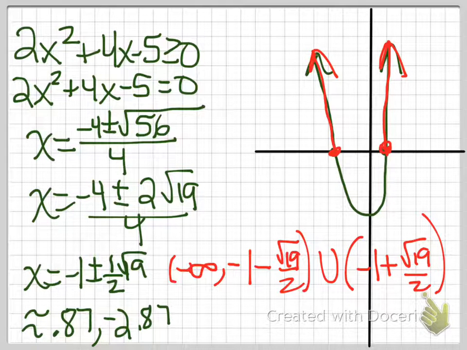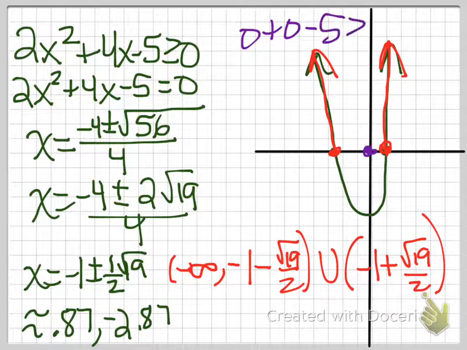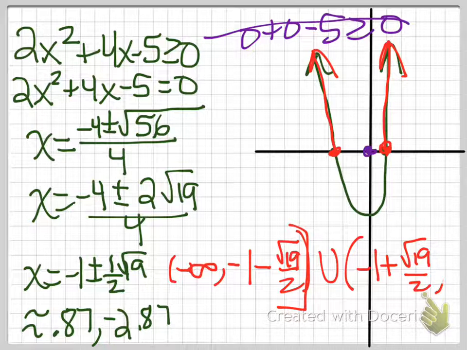But I could also do test points to make sure I'm right. Let's try testing the 0, 0 point. If I test at 0, I get 0 plus 0 minus 5 is greater than or equal to 0. Well, negative 5 is not greater than 0, so that doesn't work. Oh, let me come back to my original hypothesis. This should be a bracket because of the equality. Oh, this is wrong here. Sorry. This should be to infinity, and so this is a bracket. That has to go on to infinity.